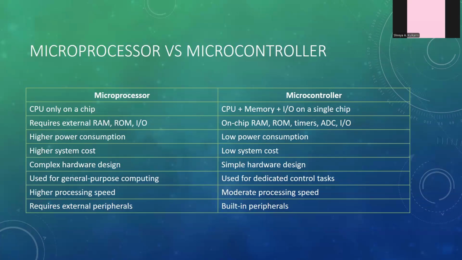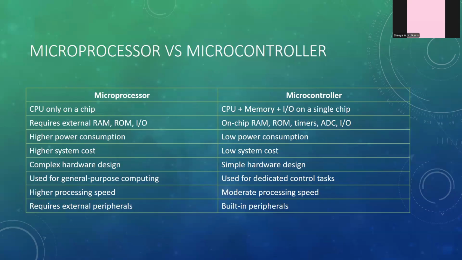Then a microprocessor has higher power consumption, because once we are using external memory and external chips, for each element we'll have to give a power supply. But a microcontroller has overall lower power consumption. Then a microprocessor has higher system cost, a microcontroller has low system cost, because you will have to purchase each and every element individually in the microprocessor's case. But for a microcontroller, everything is already there.